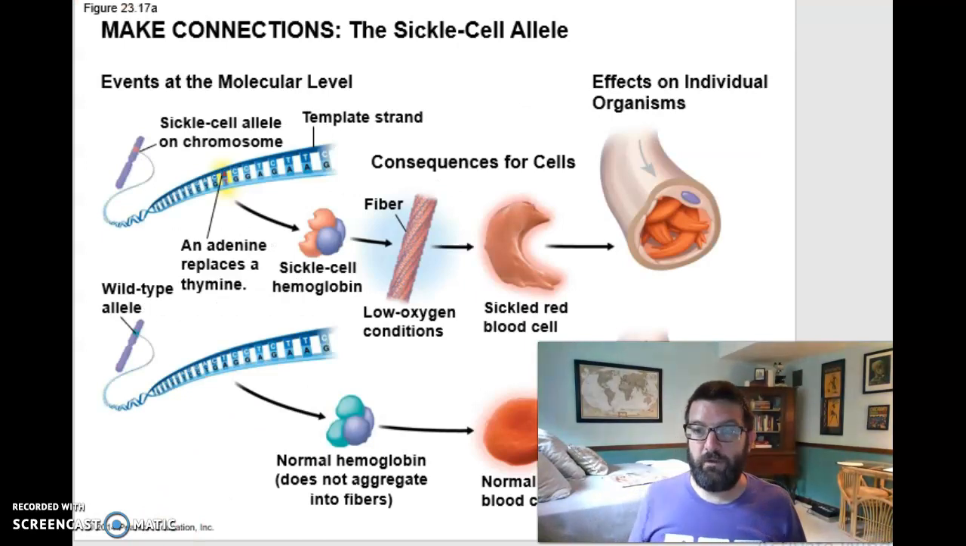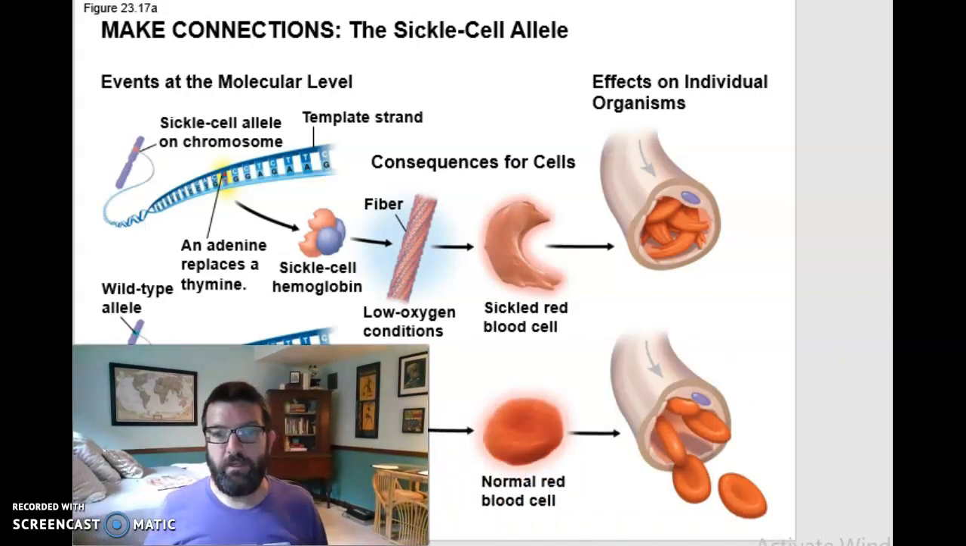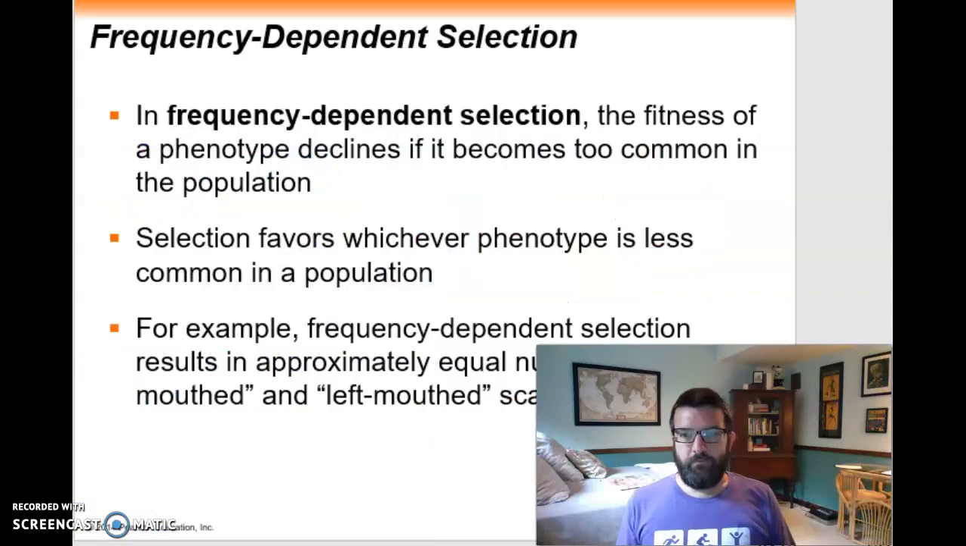Now, this was discovered by a doctor who was studying in Kenya, and he realized that sickle cell anemia was way more common in the lowlands than it was up in the plateau, where there are far fewer mosquitoes and therefore far less malaria. And he put two and two together and then did a couple of studies and figured out this case of heterozygote advantage.